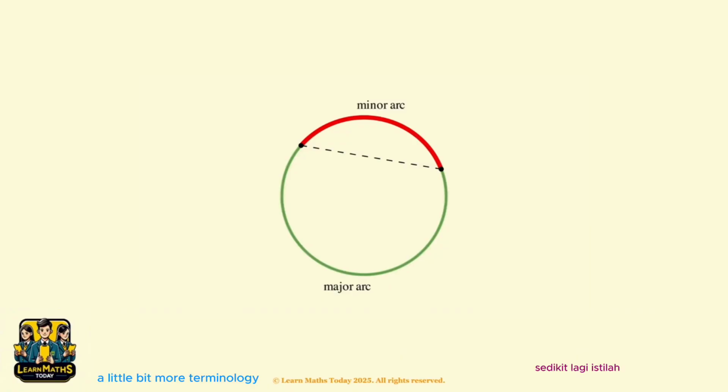A little bit more terminology. When the circumference is divided into two arcs, the larger is called a major arc, and the smaller is called a minor arc.